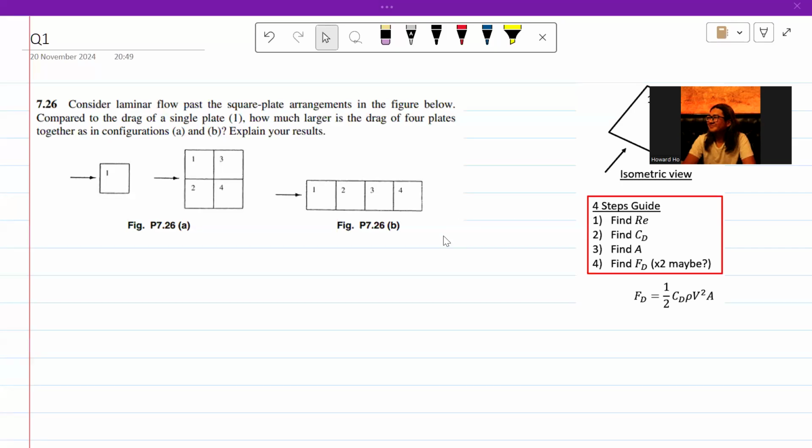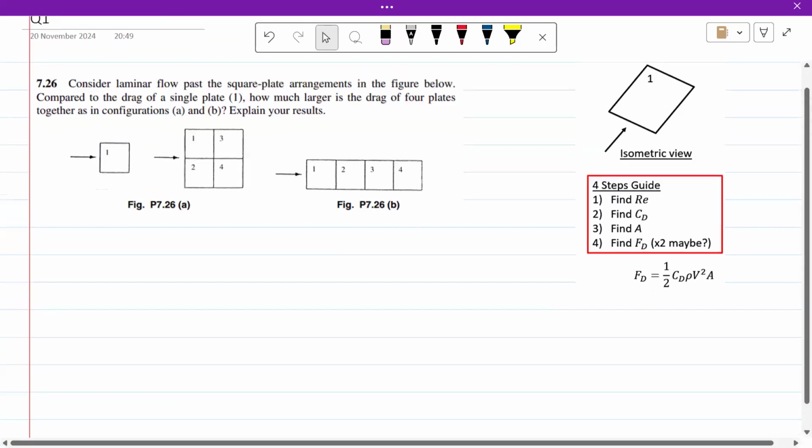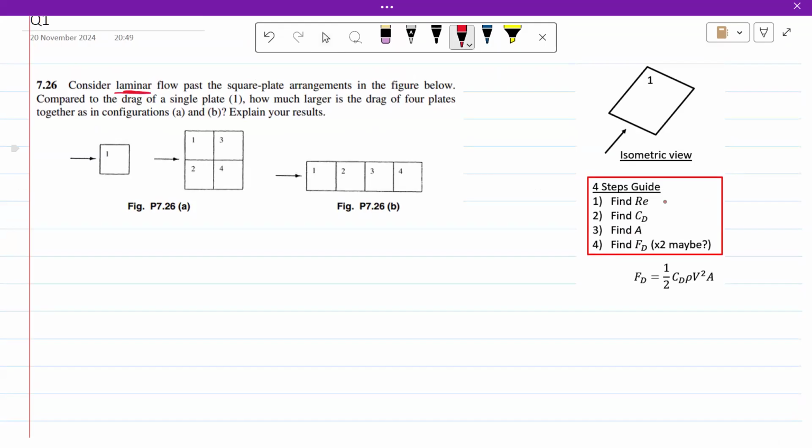All right, so let's crack into the problems. This one is actually very similar to one of the final exam problems that came out a year or 2 years ago. That one is based on the smiling emoji. This one's slightly different, but the idea is pretty similar. So we have laminar flow. That's important information because that gives us an idea of which drag coefficient equation to use already.